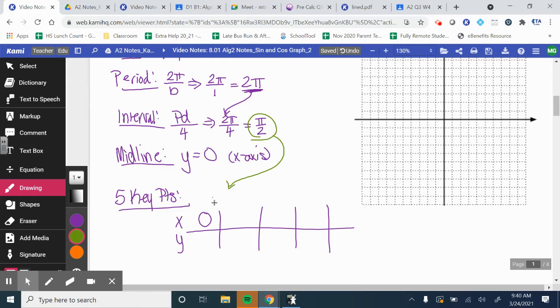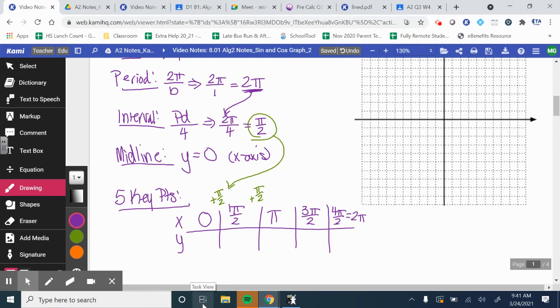So you're going to add pi over 2 to get to the next one. So 0 plus pi over 2 is pi over 2. Then I would add another pi over 2 to that. So pi over 2 plus pi over 2 would give me 2 pi over 2, which is pi. Another way of thinking about it is you could do 0 and then 1 pi over 2, 2 pi over 2, 3 pi over 2, and then 4 pi over 2, which reduces to 2 pi. So I'm just increasing the number next to the pi in the numerator and keeping the 2 the same. And that's counting by pi over 2s.